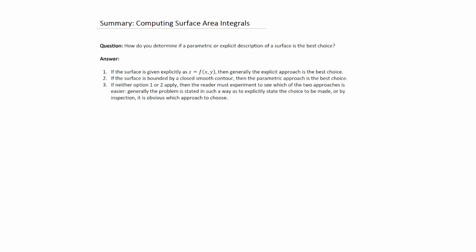If neither of the options 1 or 2 apply, then the reader must experiment to see which of the 2 approaches is easier. Generally, the problem is stated in such a way as to explicitly state the choice to be made, or by inspection it is obvious which approach to choose.